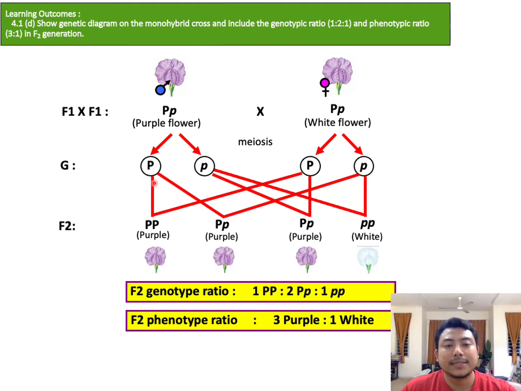Okay, so basically all of these lines and arrows here are showing possibilities of fertilization, kebarangkalian fertilization. So the story sounds like this. What if this sperm fertilized with this ovum? So that's why you have this line here goes here and this line goes here. There you go. You have the offspring, anak dia, P besar, P besar.